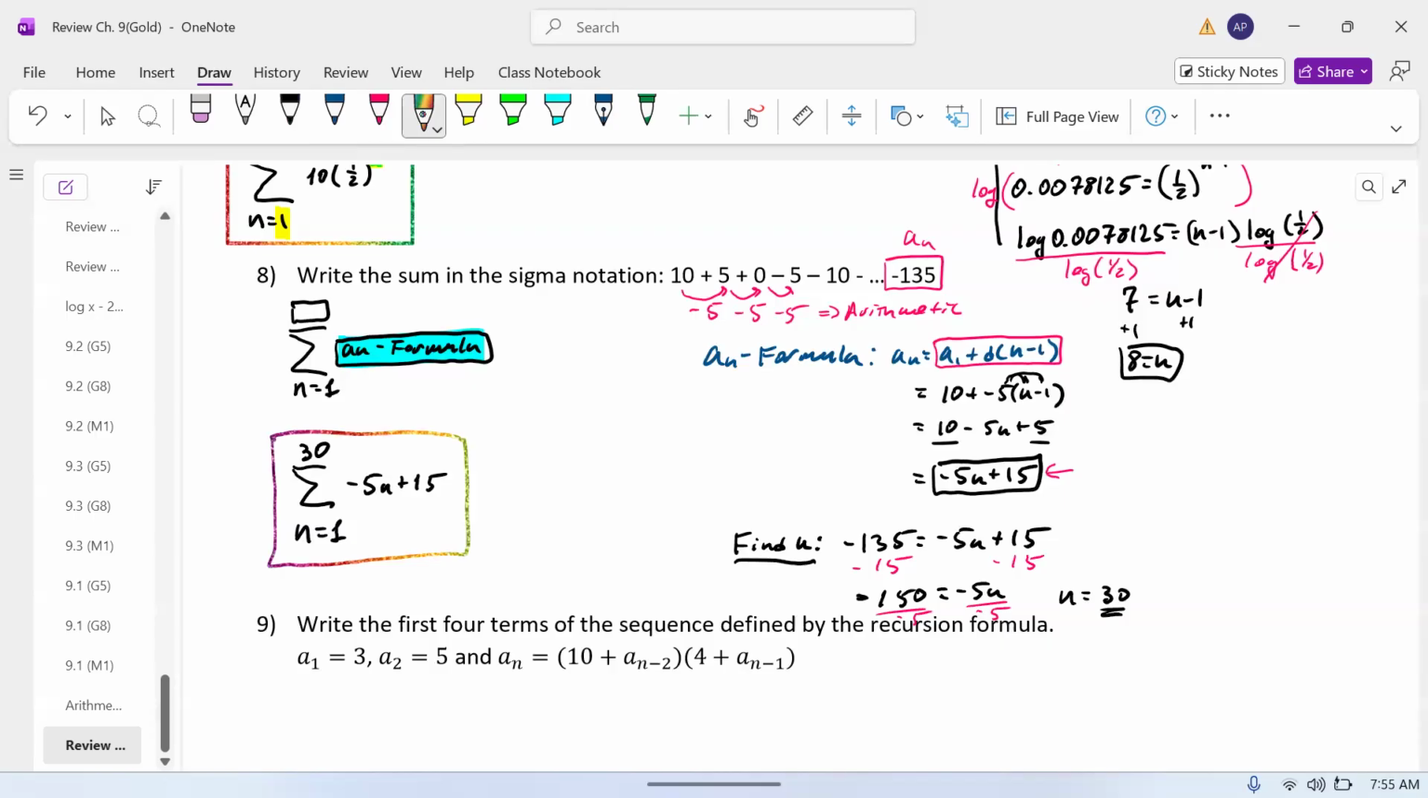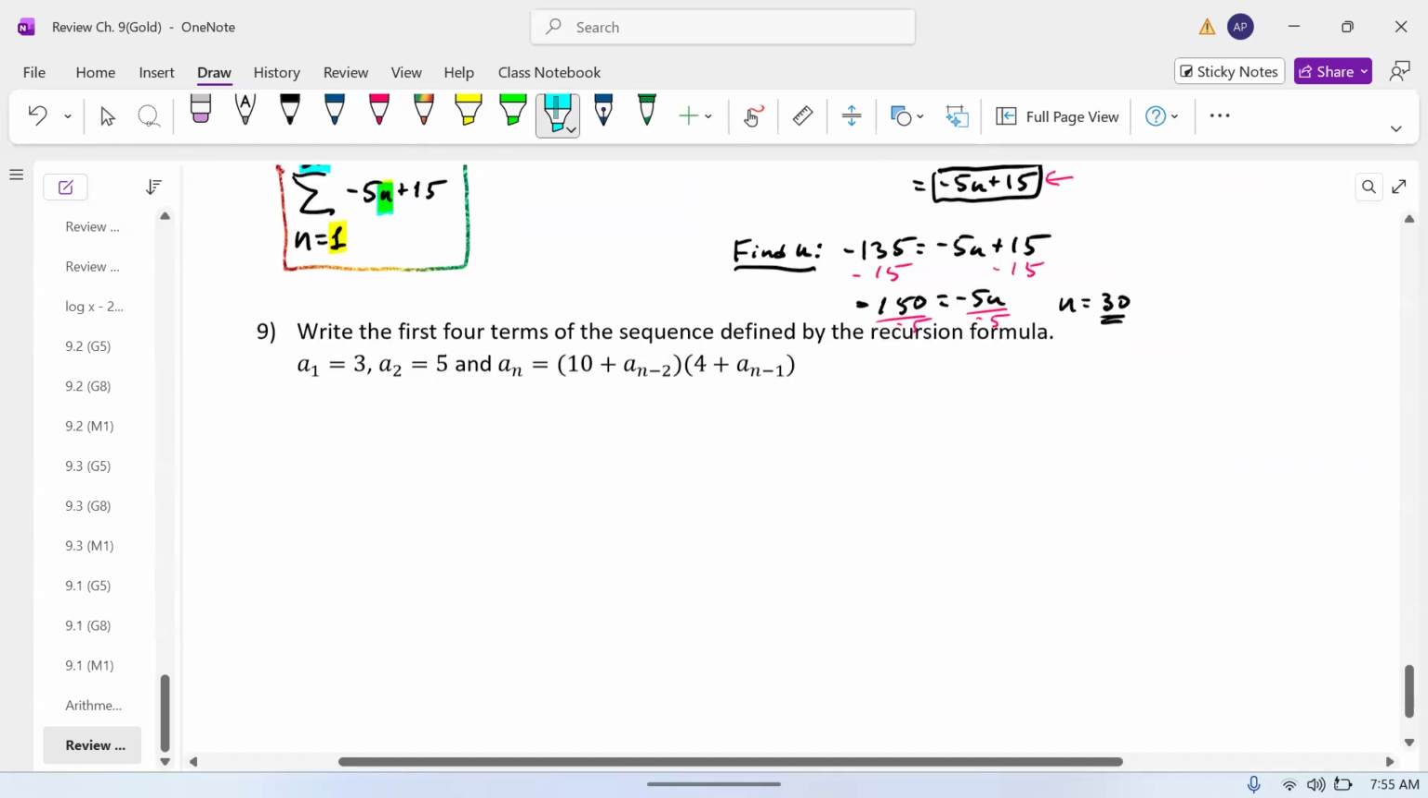And once again, you can check your answer by substituting the bottom number in and seeing if you get your first term. If we substitute 1 in for n, we should get 10, and we will. And you can substitute 30 in for n, and we should get negative 135, and we will. So that is our correct sigma notation.